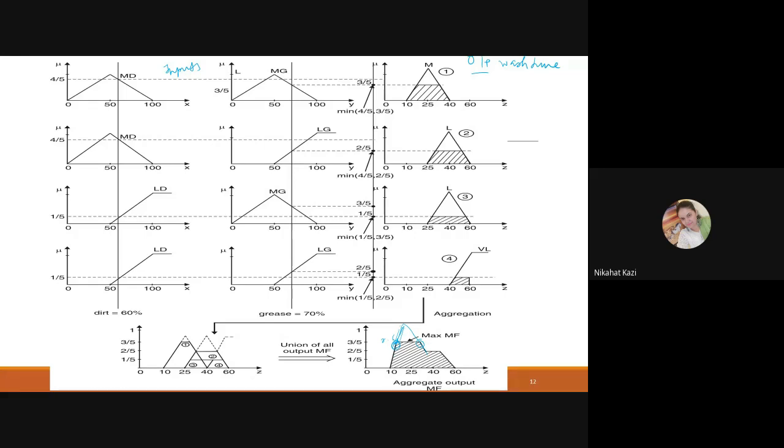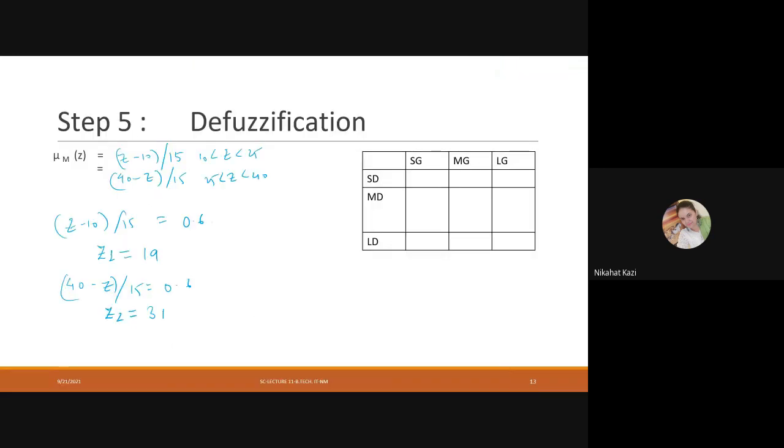Now what you need to do is take the mean of these two values. That is the defuzzified value by the mean of max method. So 19 is the lowest value, 31 is the highest value on the clipped off peak. The defuzzified value by the mean of max method is just the mean of these two values, that is 19 plus 31 divided by 2, which is 25. So you get 25 minutes. The defuzzified value you get, when that is 60 and 70, is 25 minutes.